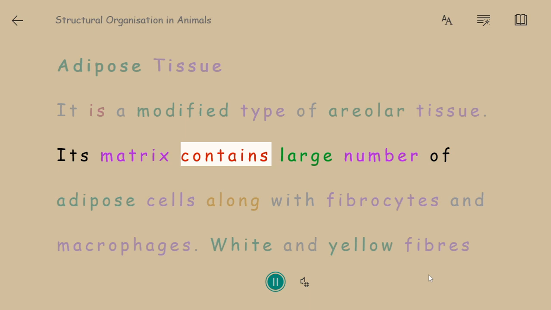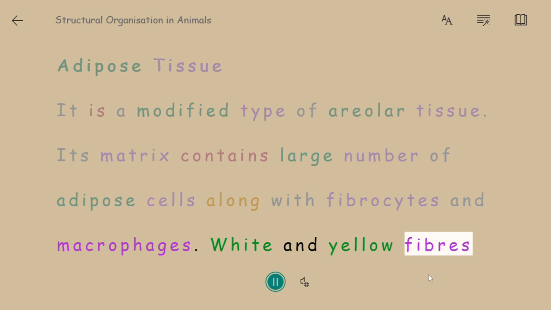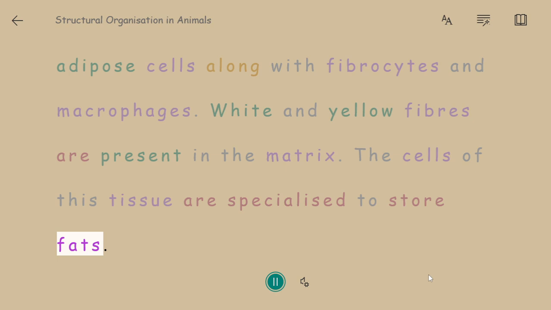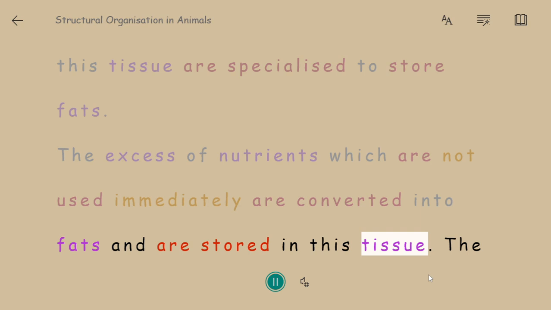Its matrix contains a large number of adipose cells along with fibrocytes and macrophages. White and yellow fibers are present in the matrix. The cells of this tissue are specialized to store fats. The excess of nutrients which are not used immediately are converted into fats and are stored in this tissue.